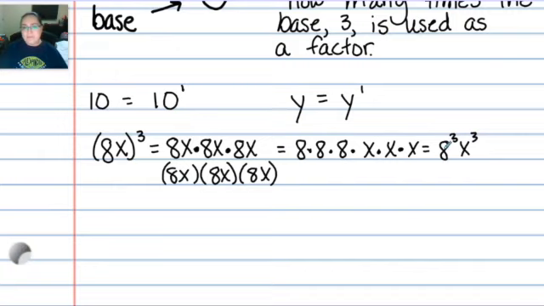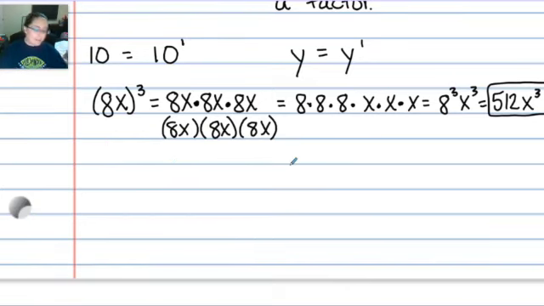And if the question asks you to evaluate, then you would actually do the multiplying. For example, 8 times 8 is 64. When you multiply it by 8 again, you get 512. And then you would write x to the third power. And this would be your answer if it asked you to evaluate it, okay?